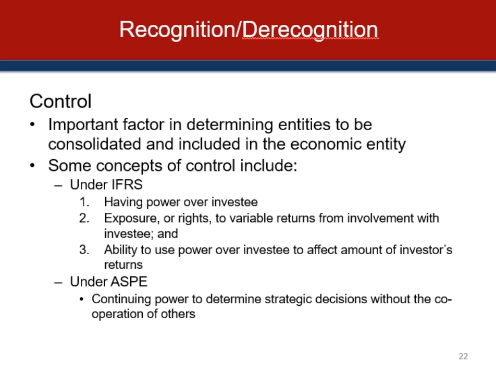So if you can determine, you can demand that you get paid a certain percentage of your dividends, for example, from your subsidiary, and they have to do that because you have a controlling interest, then that would indicate that you have control.